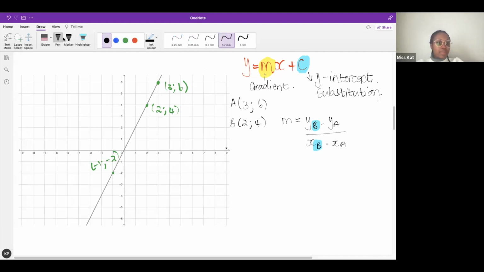Ma'am, how is M equal to YB minus YA divided by XB minus XA? It's the formula for a gradient. Do you have a different formula? No. Were you here when we were working at the gradient? Yeah. But I was just lost, ma'am. Yeah, so you take the y coordinate of one coordinate and you subtract the y coordinates of the other one. So if we do that, it's going to be, what's the y coordinate for B?